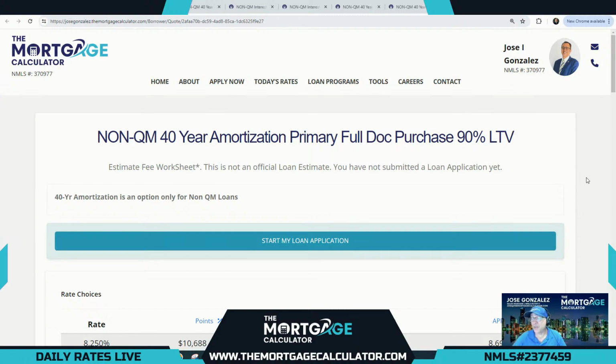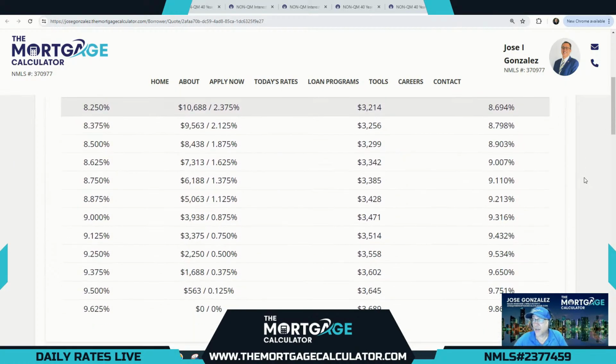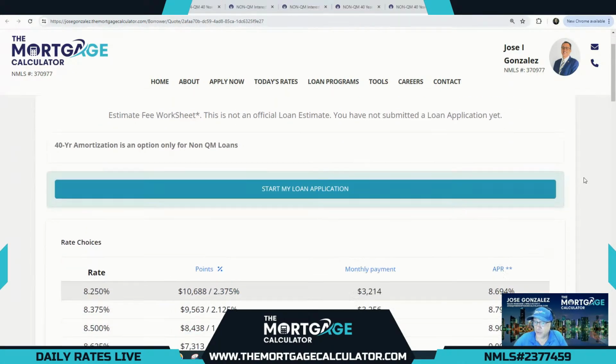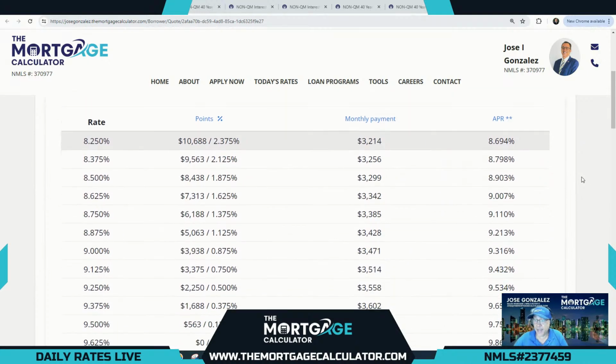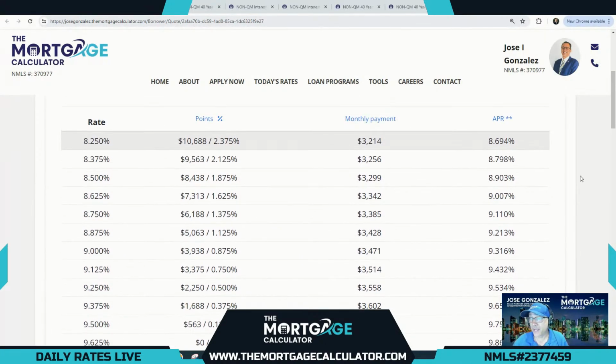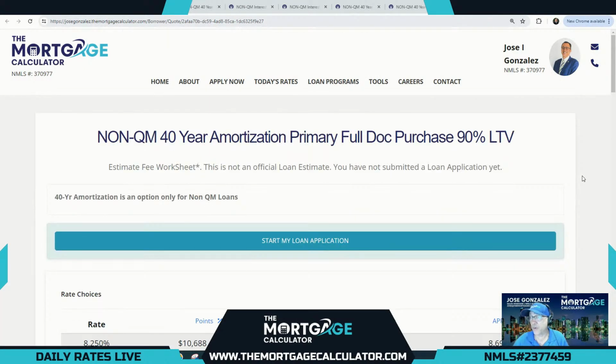So our first example here is 90% LTV, which is a max for all non-QM loans, regardless of income type. 90% is the max, and never any mortgage insurance on non-QM loans. So for our 90% LTV full doc, 40-year amortization, non-interest only, you have 9.625 is at par, and you can buy that down all the way to 8.25% at a cost of 2.375 points.